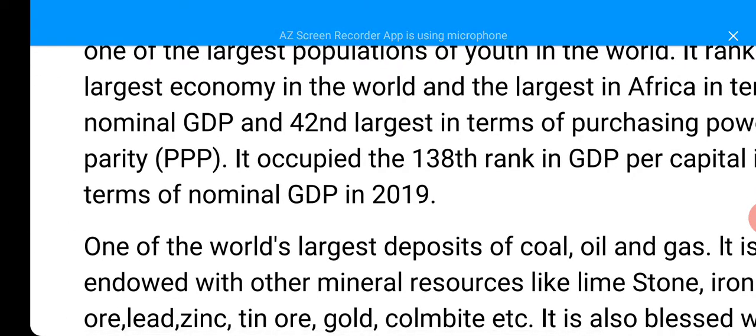It occupies the 138th rank in gross domestic product per capita. I hope you remember what gross domestic product per capita is. You have to go back to your notebook on national income. Your gross domestic product per capita is obtained by dividing your gross domestic product by the population of the country.